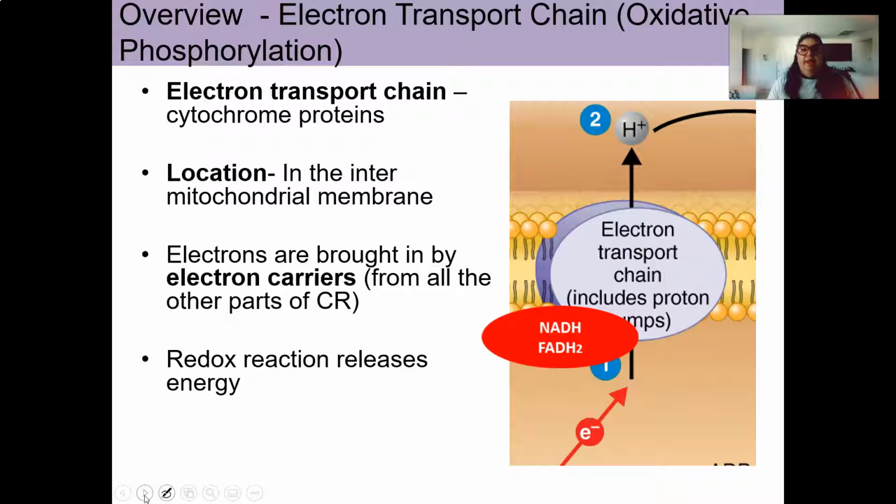And then redox reactions release energy. Remember what redox is. Reduction and oxidation reactions. They are moving electrons. And then hydrogen is pumped out, creating a gradient.